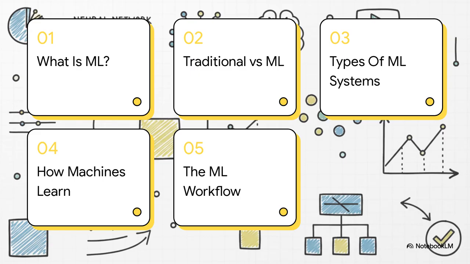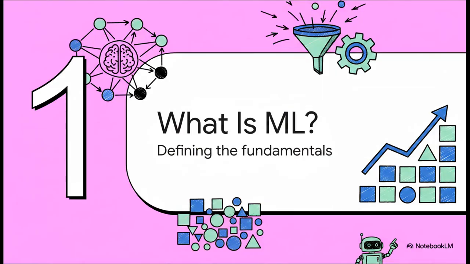We're going to tackle this vast landscape step by step. We'll start with what machine learning actually is, then compare it to traditional coding, look at the different types of ML systems, explore how these machines actually learn, and finish up with a practical workflow you can use. Okay, Section 1. What is machine learning?